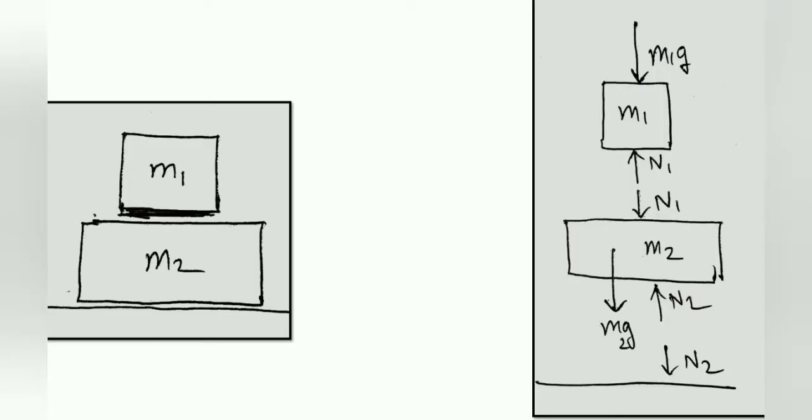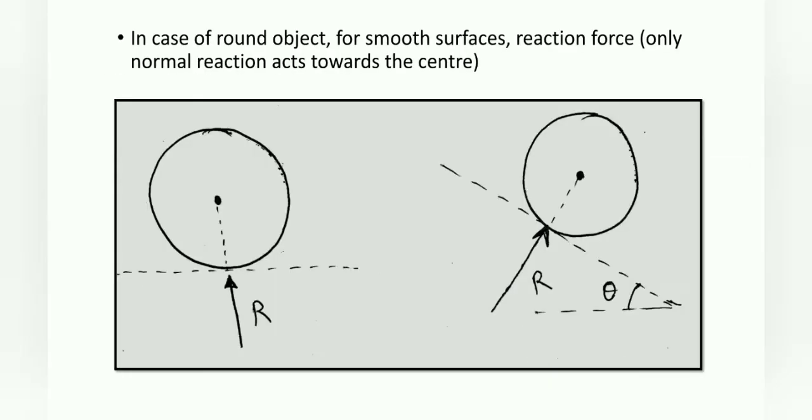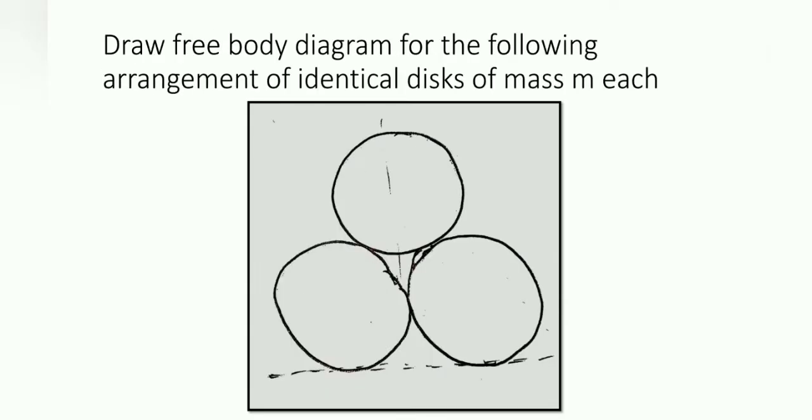But say I am giving you a complex system like this. There are 2 discs, and on top of that there is another disc. Now if I ask you what is the contact force between these 2 discs, the contact force between these two, and the contact force between these two, then you will understand the significance of Newton's laws of motion.